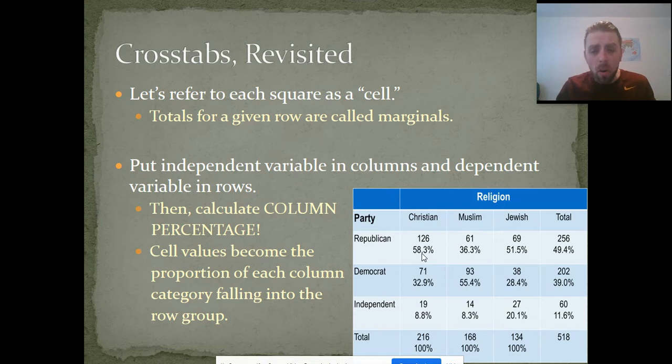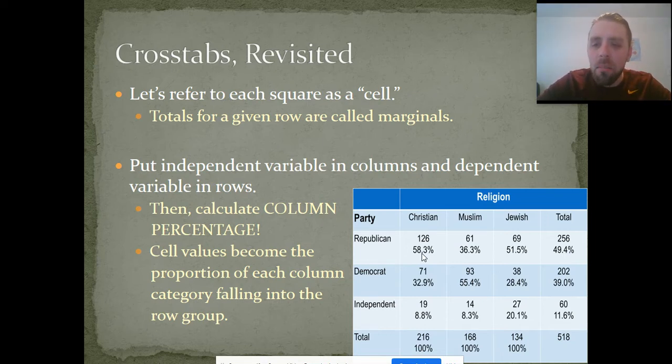I realize that there are far more religious affiliations than just Christian, Muslim, Jewish. But in the interest of keeping your first time a little bit easier with Chi-square, I just reduced this to a 3x3 crosstab, which I think makes a lot of sense. So that 58.3% now, I am theorizing downward to the column. Because I've set it up this way, I'm hypothesizing that religion has an effect on political preference, not the other way around.